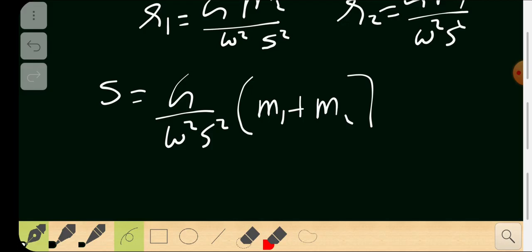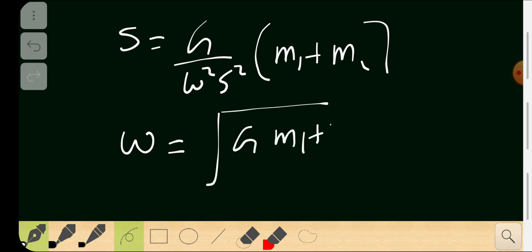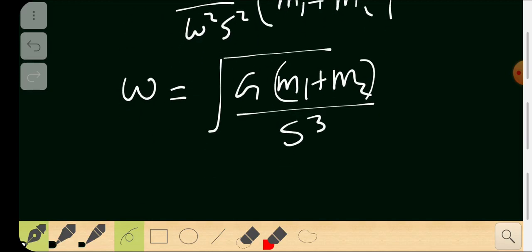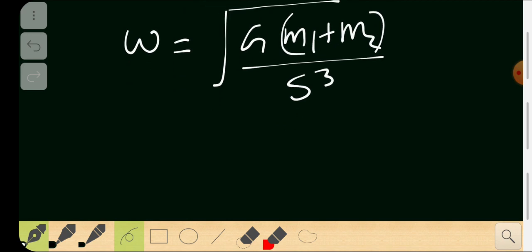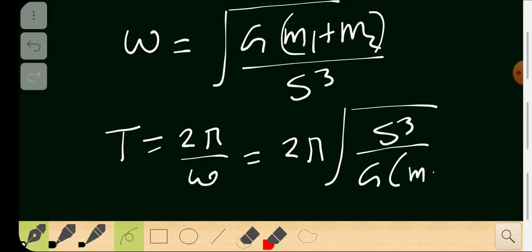Now what will be omega then? Omega will be, and s square will become s cube, so at the top you get the square root of G times m1 plus m2 divided by s cube. That will be omega, the angular frequency, angular velocity. So now with the angular velocity, you can calculate the time period of this whole rotation, right? The time period will be 2 pi by omega, so it will be the reciprocal of that, which is 2 pi times the square root of s cube by G times m1 plus m2.